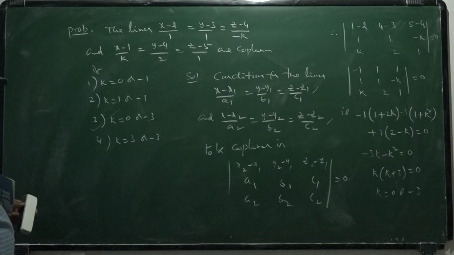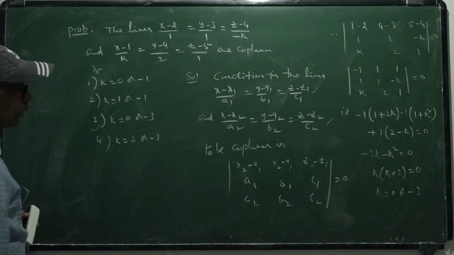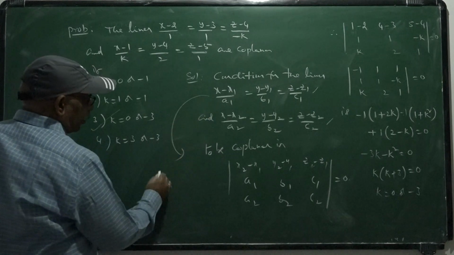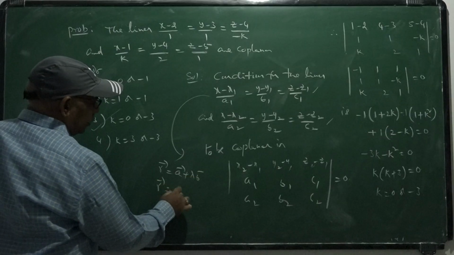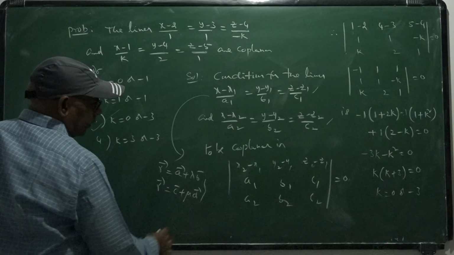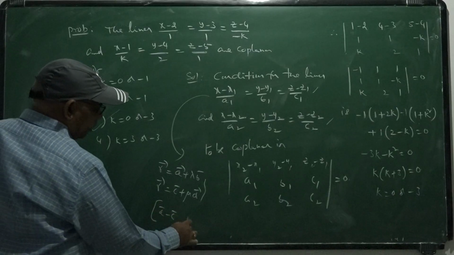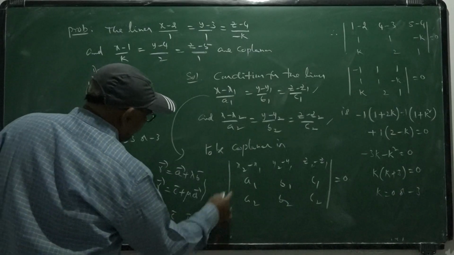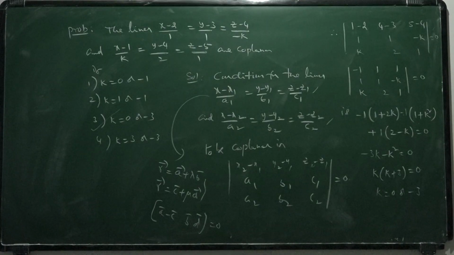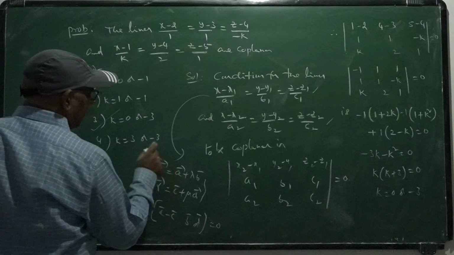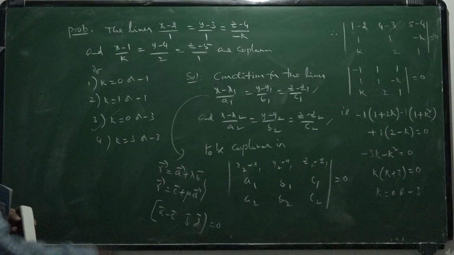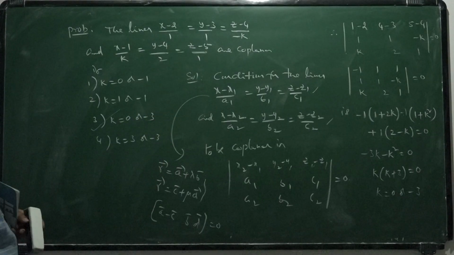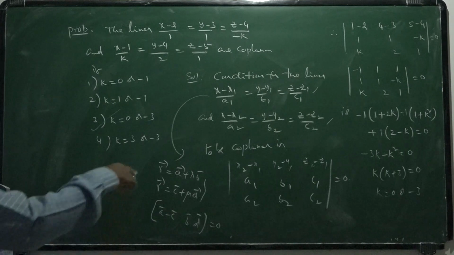This is in case of Cartesian form. Once the lines are in vectorial form, r bar equal to a bar plus lambda b bar, r bar equal to c bar plus mu d bar, then the condition is the scalar triple product of a bar minus c bar, b bar, d bar is 0. This is the condition for coplanarity of the lines once they are given in vector form. Once the lines are given in Cartesian form, the condition for coplanarity is this.